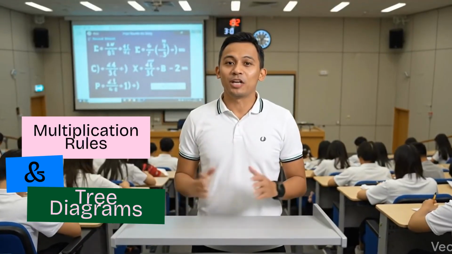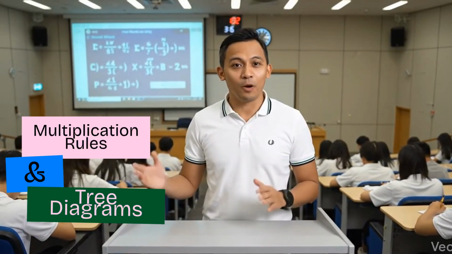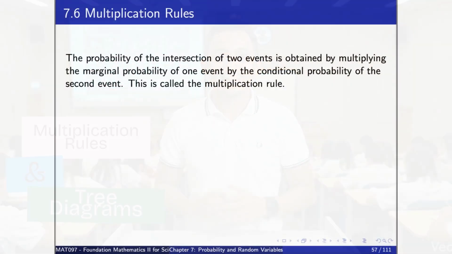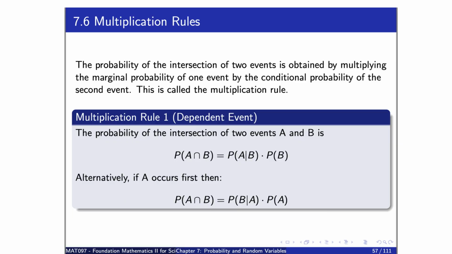Welcome class. Today we will continue our topics of multiplication rules for probability and random variables. We will cover multiplication rules and probability. The probability of the intersection of two events is found by multiplying the marginal probability of one event by the conditional probability of the second event. This is the multiplication rule.